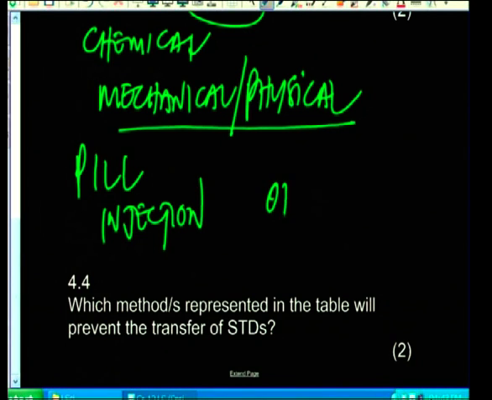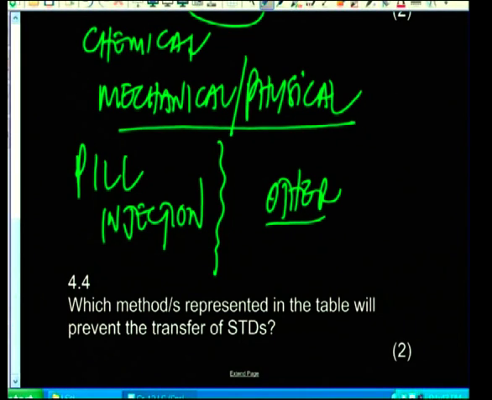I would argue that if you put other, we would have to give you the mark because other could mean any of the other methods. But these are the two definite ones that you could see in the table.